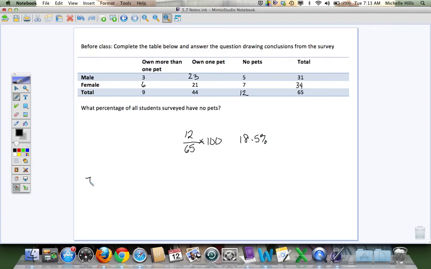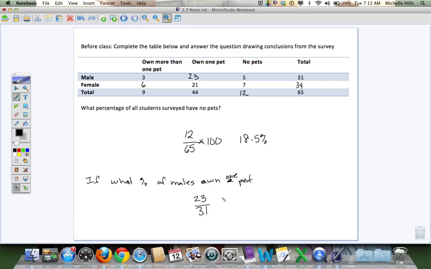Now, if they said, what percent of males own a pet? Well, in this case, my total is just the total number of males. And then how many of those own a pet? I should say, one pet. So 23 out of 31 own one pet.